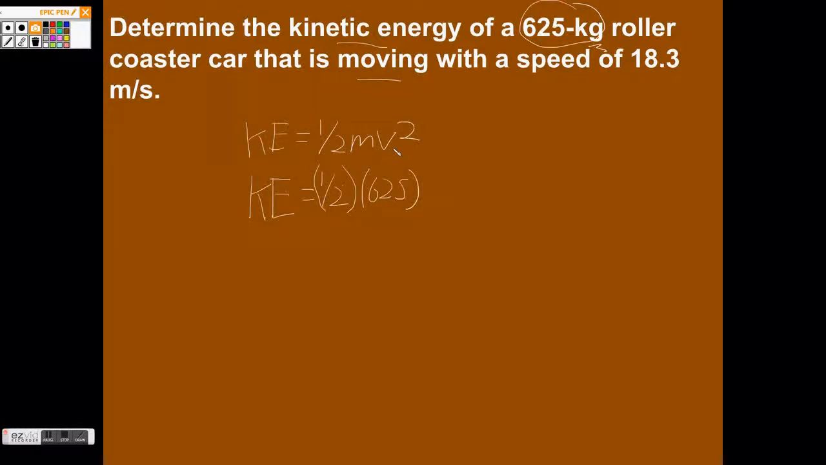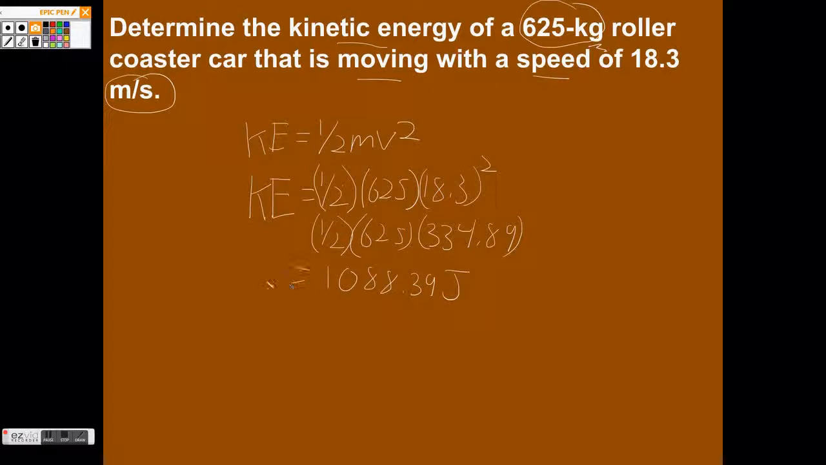So let's put in 625 for m. Now for the speed, it literally says speed right there, or the other clue is meters per second, the unit. So let's put in 18.3 in place of v, so we have the squared. Now order of operations says do the squared first, so we'll do 18.3 squared, which is 334.89. So we're going to take 334.89, multiply it by 625 and 1/2, and we'll set all of that equal to KE. So when you multiply everything, you get 1088.39 joules equals kinetic energy.